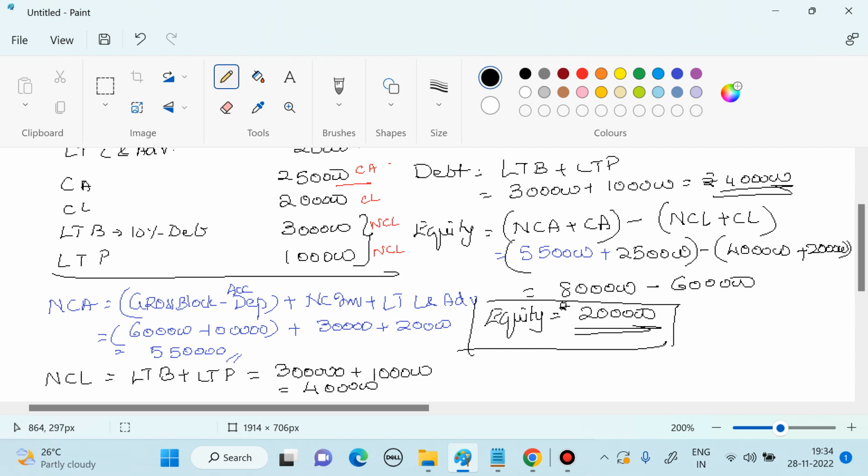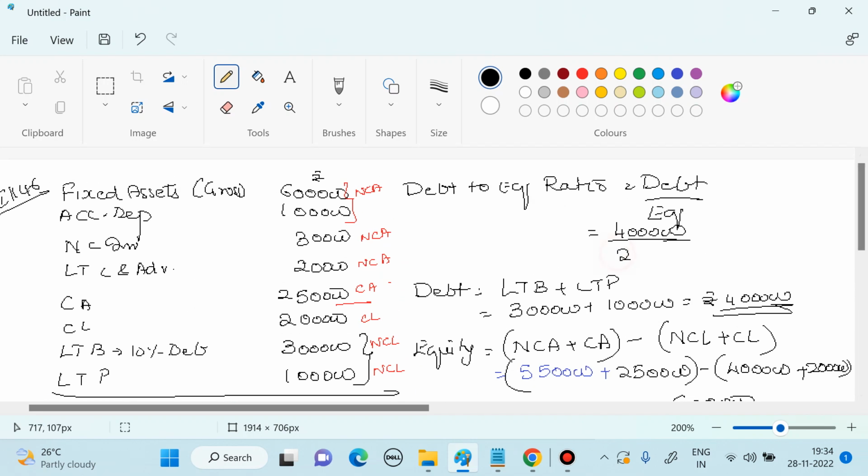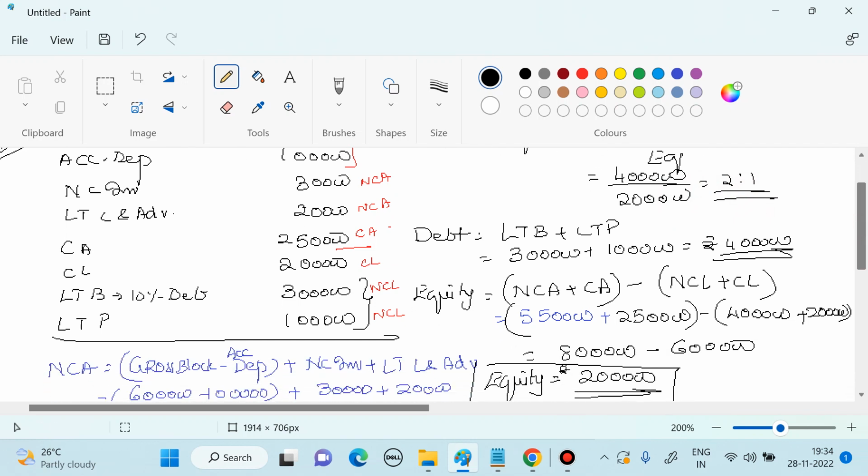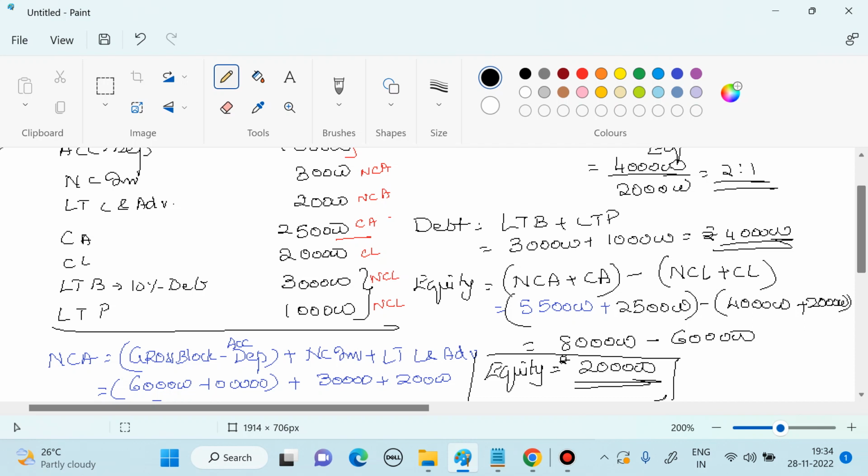Okay. Now we'll put this equity in the formula. Here we get 2:1. That's it. Now send the next question. Question number 47. Illustration 47 in TS Grewal. Can we start with that? Yeah.